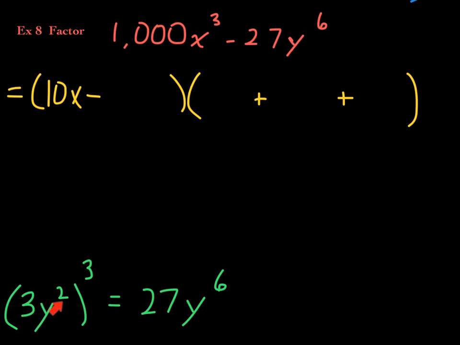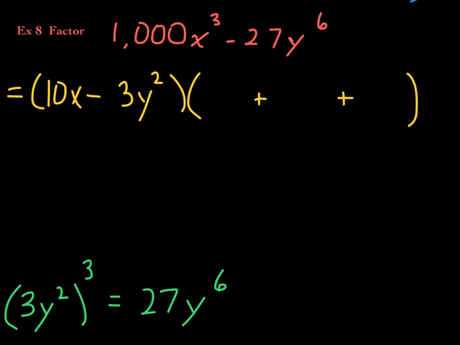Y squared cubed, you would multiply these two powers by the power rule for exponents. 2 times 3 is 6. So this is definitely the term that you would have to cube in order to get 27y to the 6th. So 3y squared goes there.